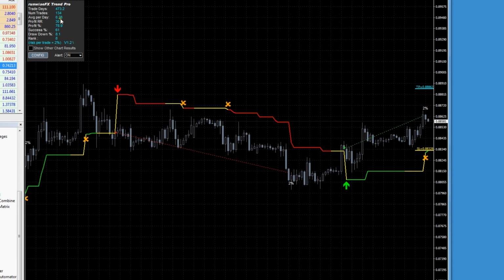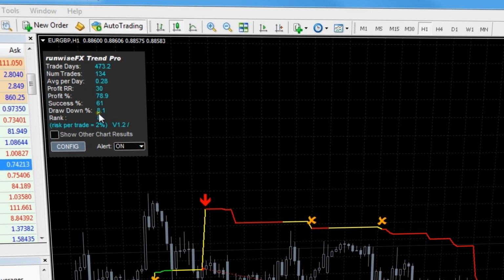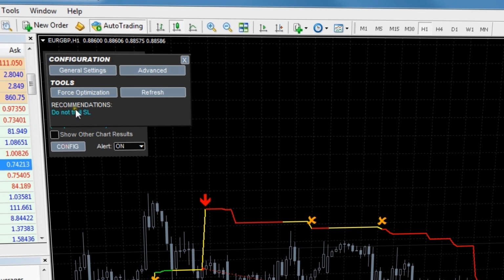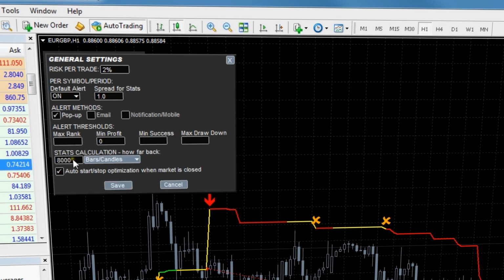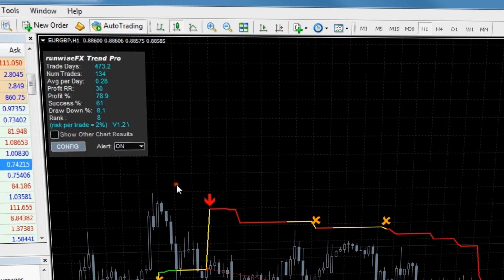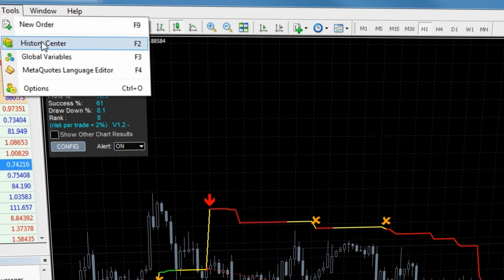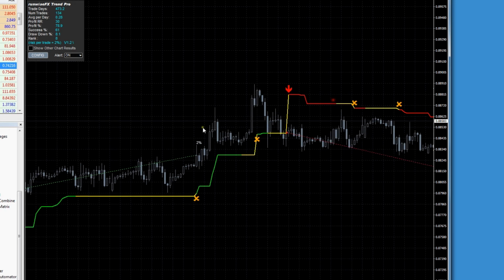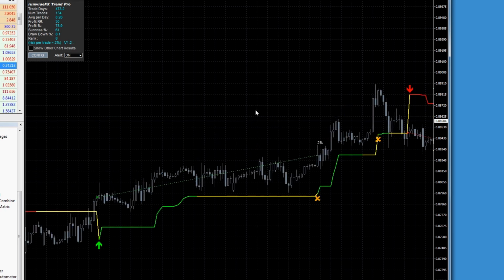And that gives you this stats panel over a certain number of days, which is configurable. We've got general settings. The default is over 8,000 candles, which for a 1 hour chart would be just over a year. You may need to use the history center just to download, make sure you've got enough candles in your chart to go back that far.